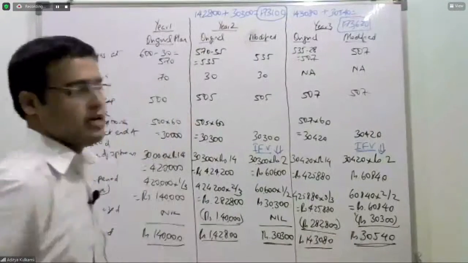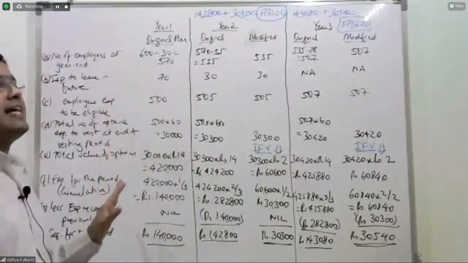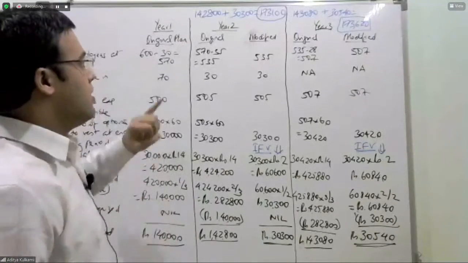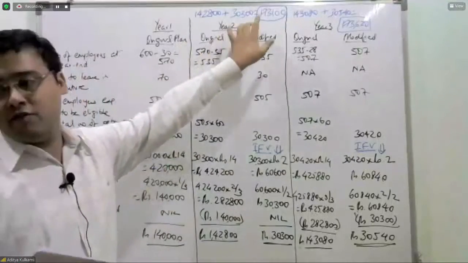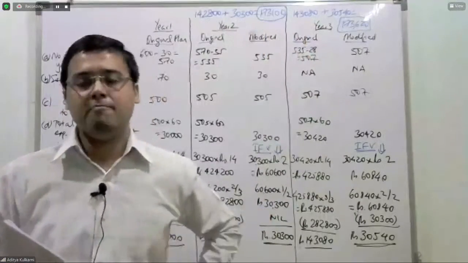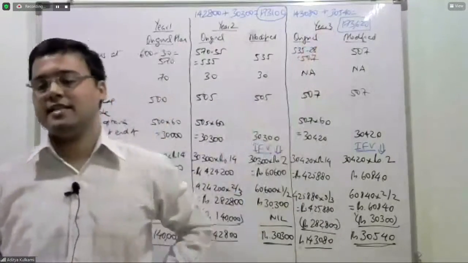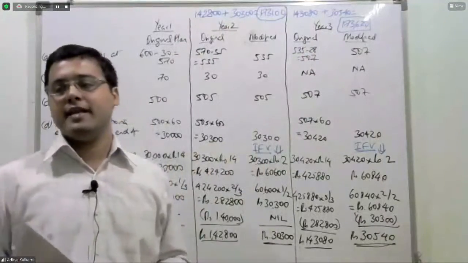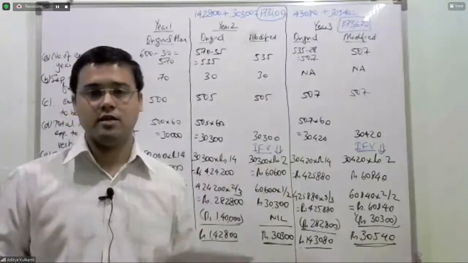143,080 plus 30,540. So the entry that you will pass in year 1 is employee benefit expense account debit to SBP reserve 1,40,000. In year 2 you will pass employee benefit expense account debit to SBP reserve 1,73,100. And in the third year you will pass the entry employee benefit expense account debit to SBP reserve 1,73,620. And basis this, you will be preparing the accounts. Is it okay? Yes. All right.